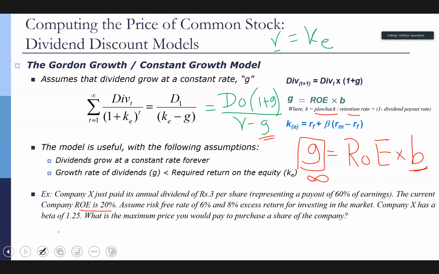So first and foremost, it's a dividend of 3 rupees. So I know the dividend, but is this D naught or D1? Is this D naught or D1?